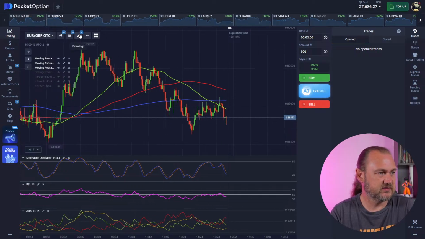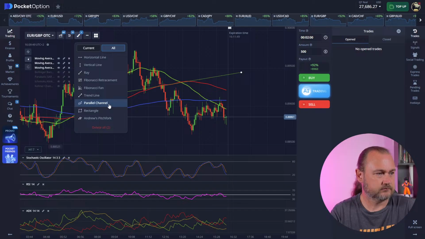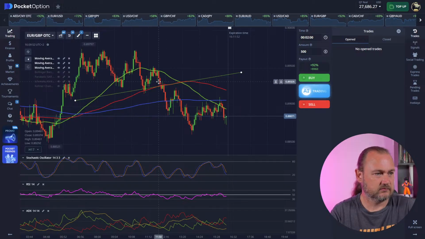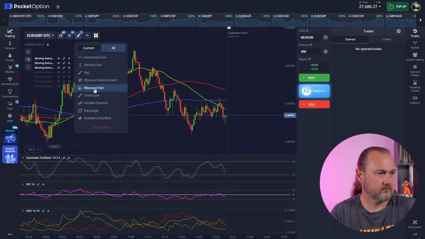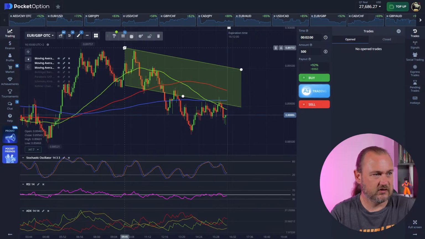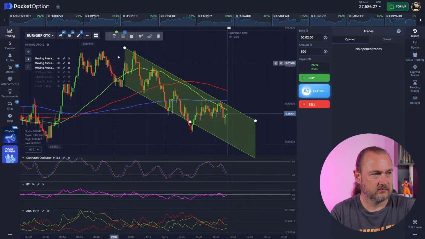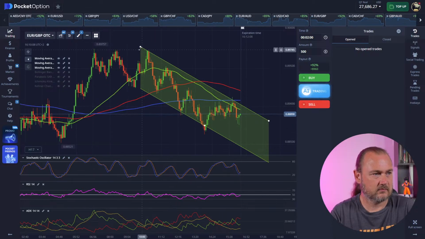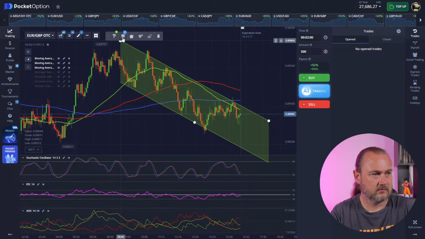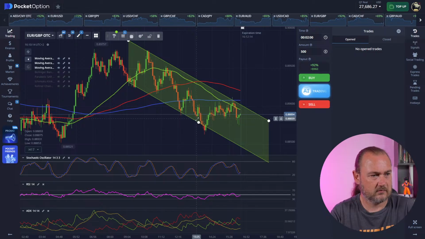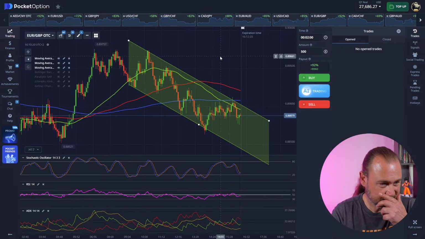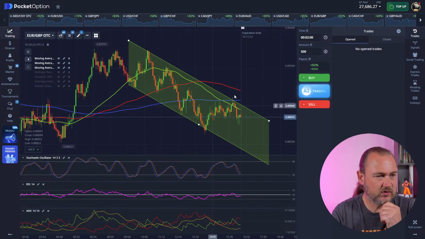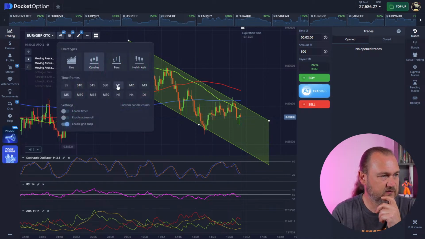So it looks like this is moving in a, yeah, deleted the wrong one. Looks like we're moving in a downwards channel here. Kind of. We are seeing this crossover as well of the moving averages. Let's see if we can see something on 1 minute.